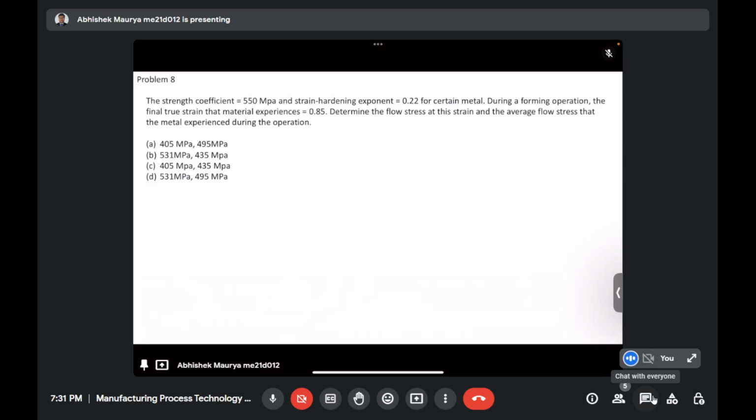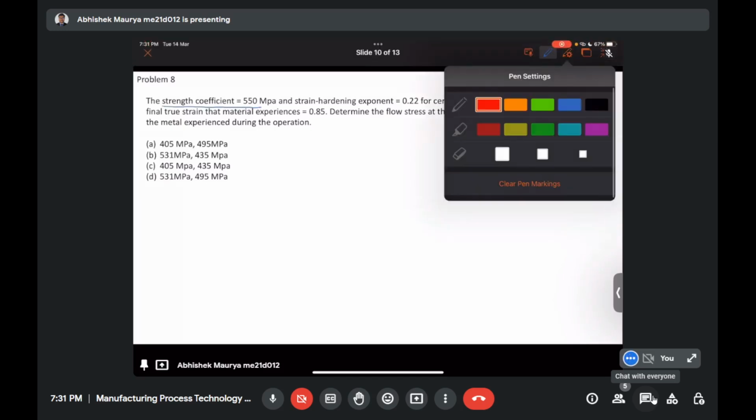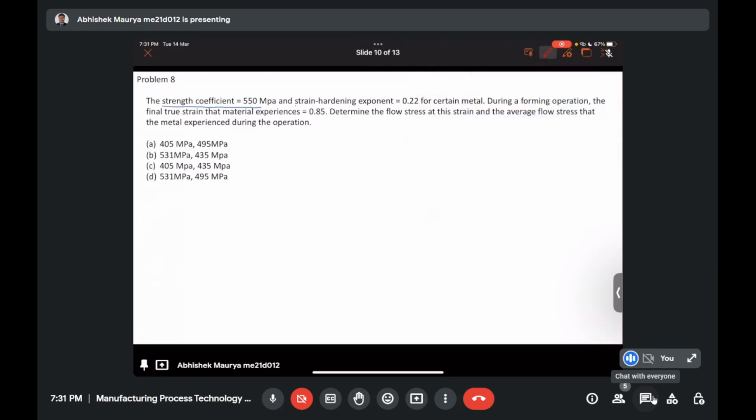So, what is given in the problem? The strength coefficient is equal to 550 MPa and the strain hardening exponent is 0.22 for a certain metal. During the forming operation, the final true strain that the material experiences is 0.85. And what we need to find out is to determine the flow stress at this strain and the average flow stress that the metal experienced during the operation.